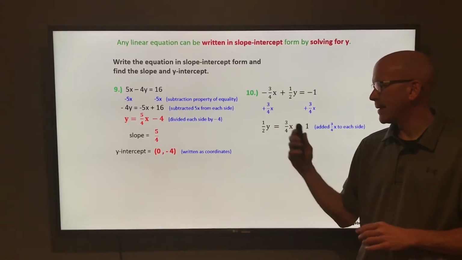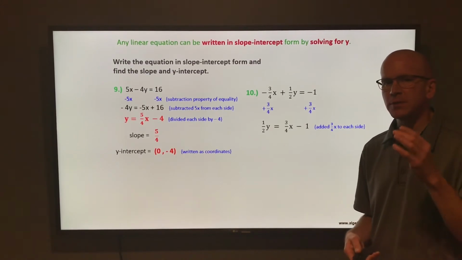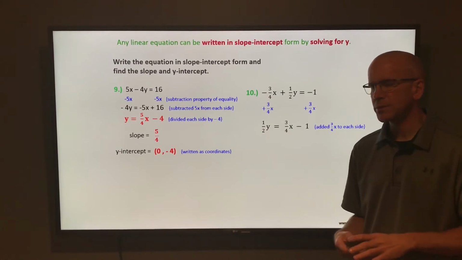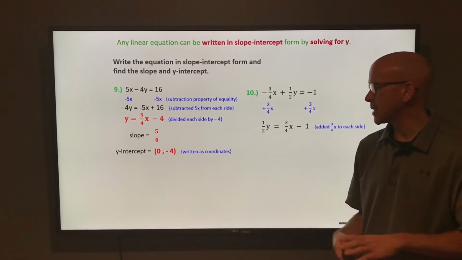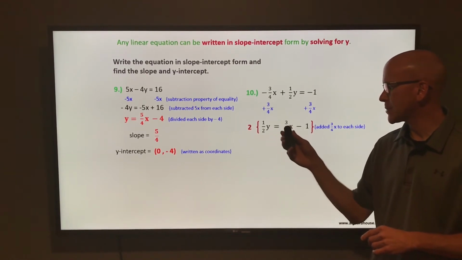Then you have to get the 1/2 away from the y. To get that 1/2 away from the y, you have to divide by 1/2, which is the same as multiplying by 2. When you divide by a fraction, you multiply by the reciprocal. So think of multiplying each side by 2. When you multiply each side by 2, you're multiplying each term by 2.